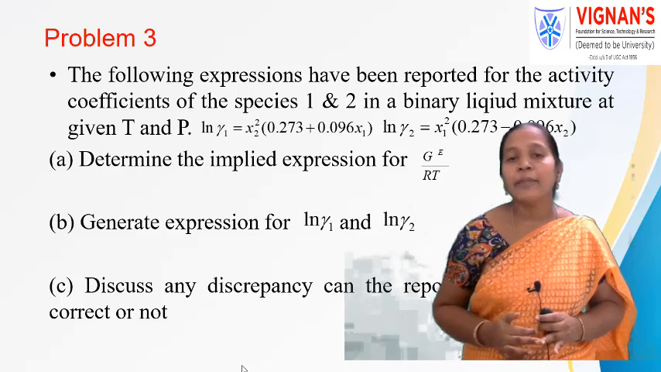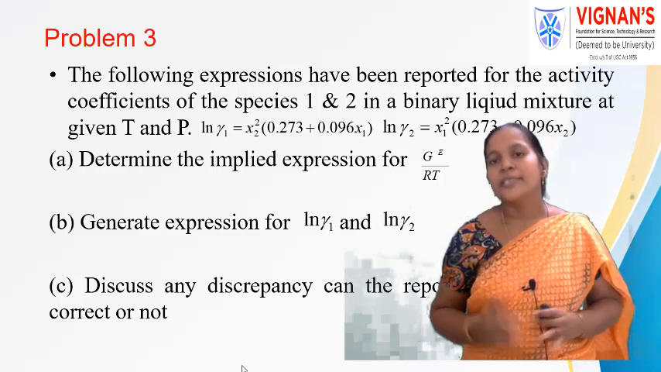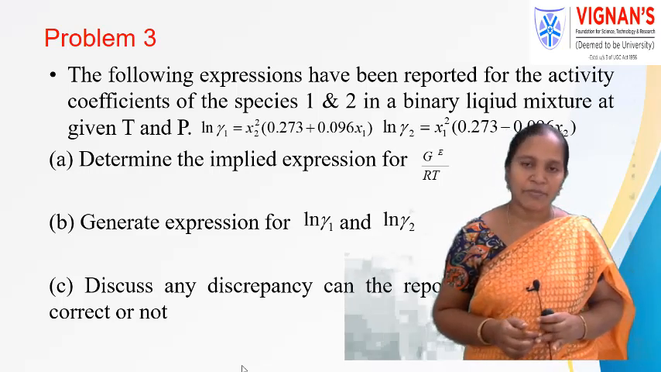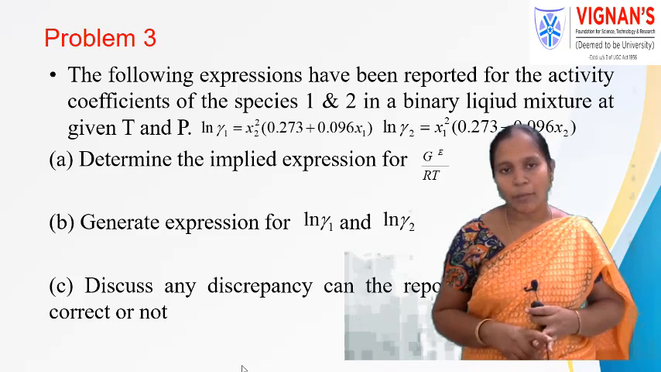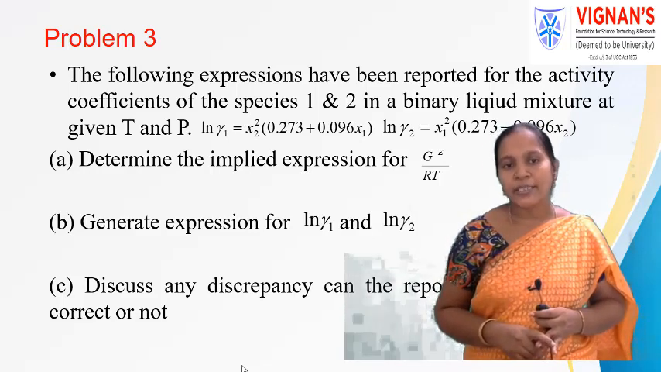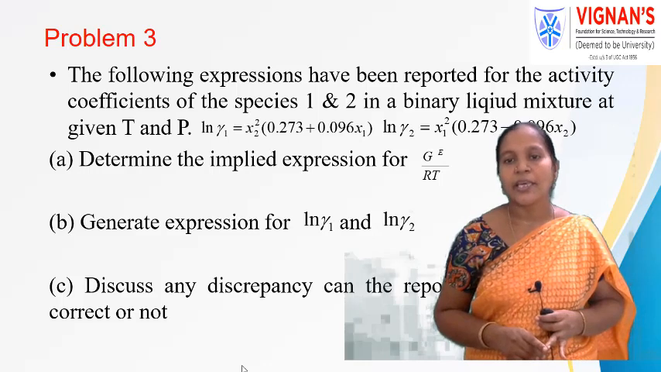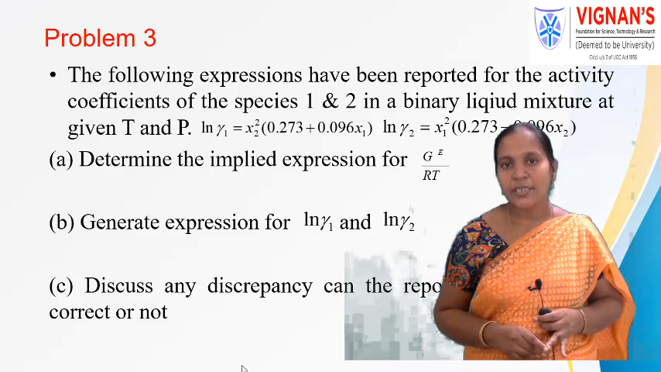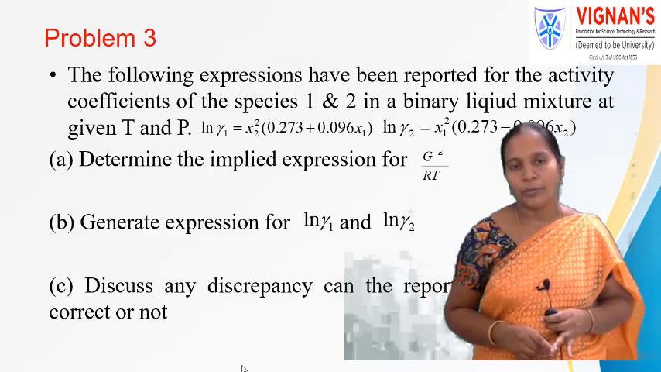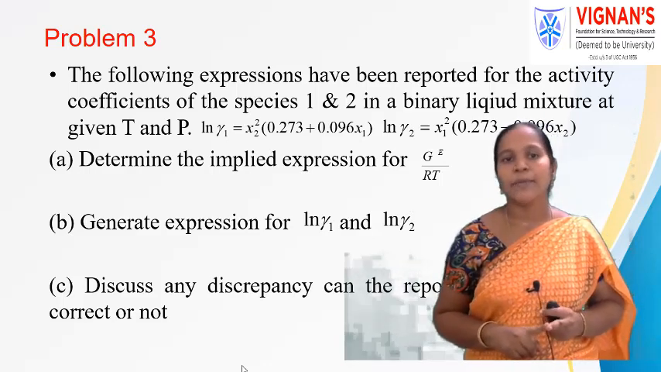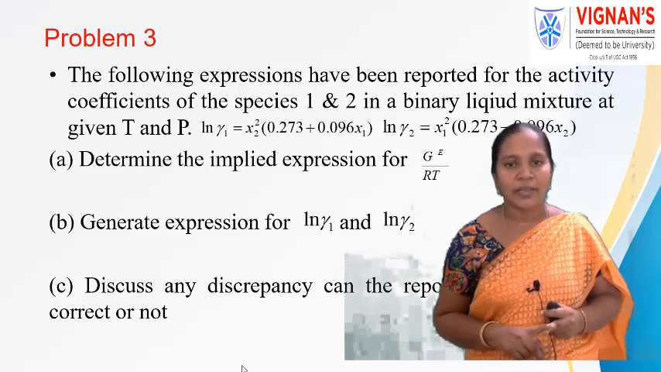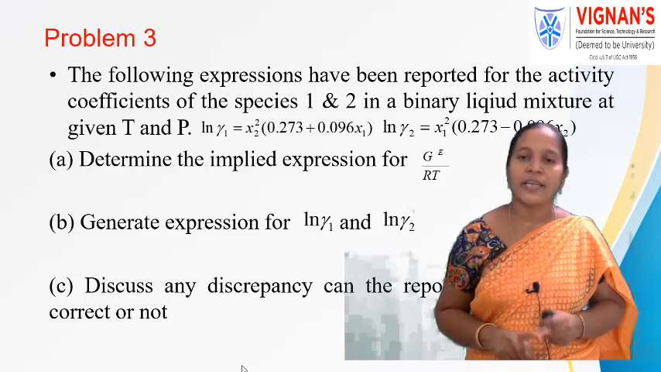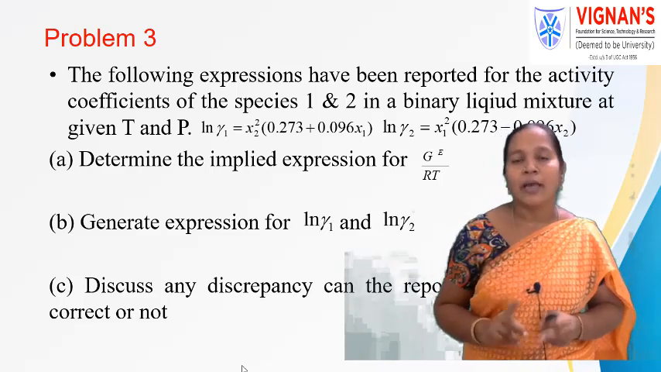A bit is determine the implied expression for GE by RT. B bit is generate expressions for ln gamma 1 and ln gamma 2. C bit is discuss any discrepancy. Can the reported expression be correct or not? The given expressions are ln gamma 1 and ln gamma 2. Determine the expression for GE by RT and generate expressions for ln gamma 1 and ln gamma 2, and discuss any discrepancy. Can the reported expression be correct or not?